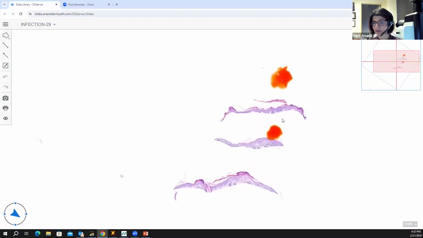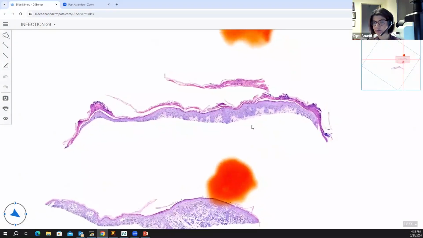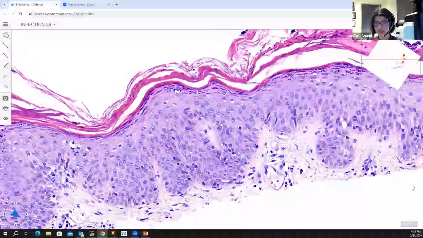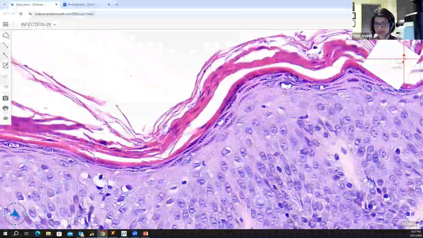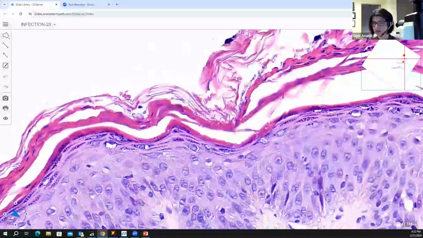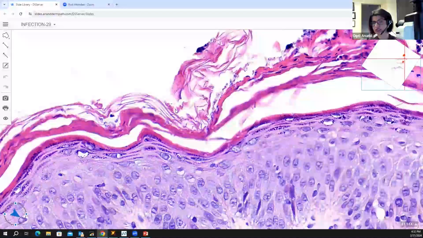It's another example. So you can again see a busy stratum corneum. And you can see that there are numerous fungal organisms, all these holes and spaces. You can see many of them in here. And so that's tinea infection. Okay.